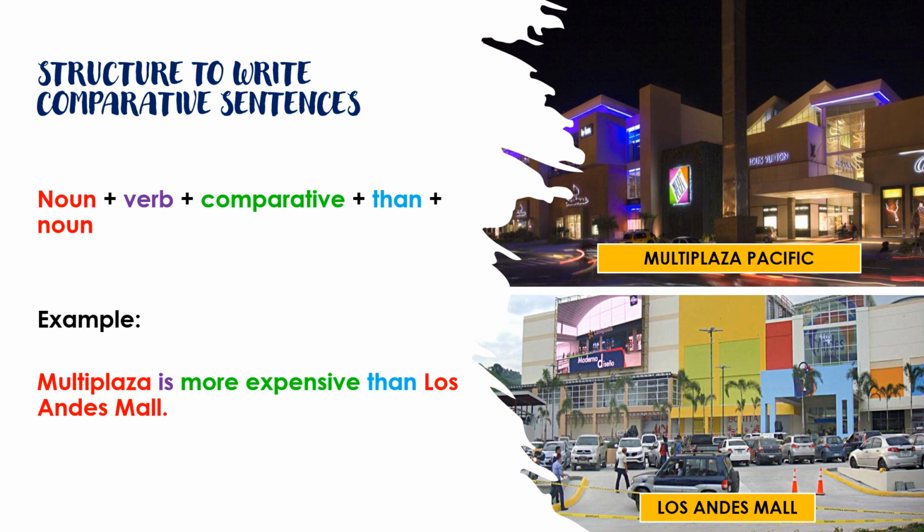Okay, now here we have Multiplaza Pacific Mall and Los Andes Mall. We're going to compare them because one is cheaper than the other one. The other one is a little bit pricey. Then we're going to say Multiplaza. We choose our verb be, that is. Multiplaza is more expensive than Los Andes Mall.